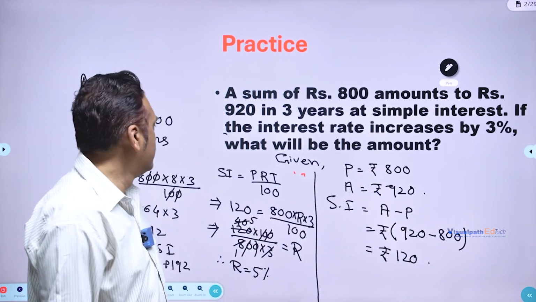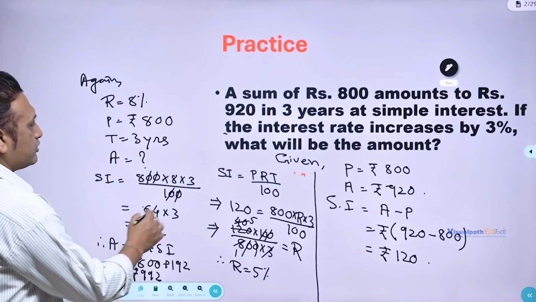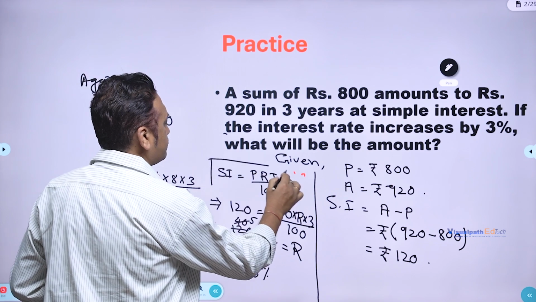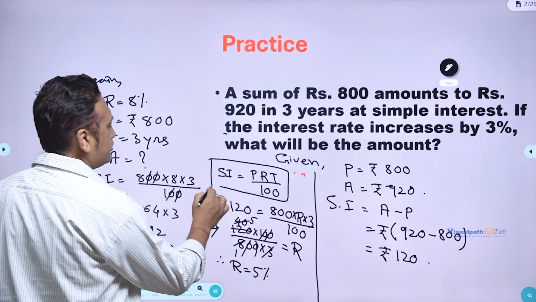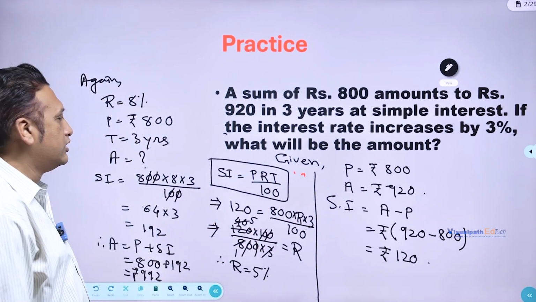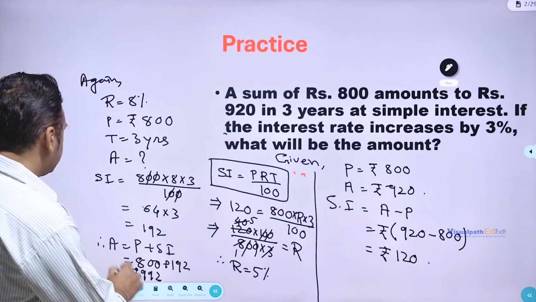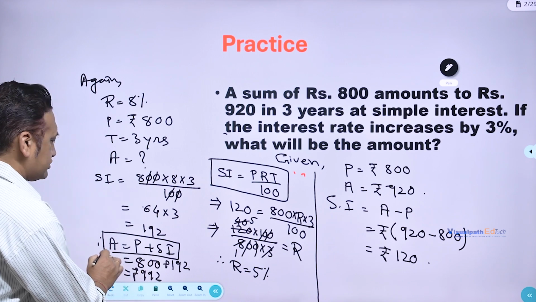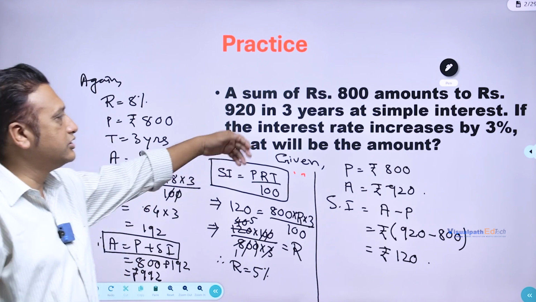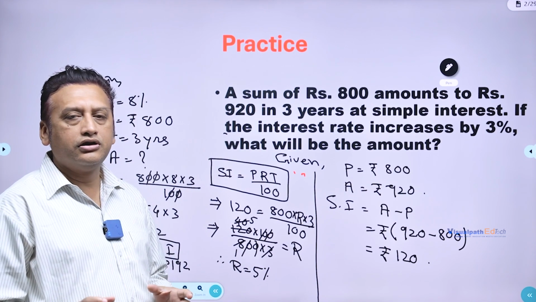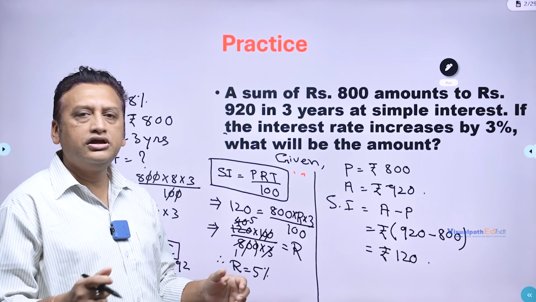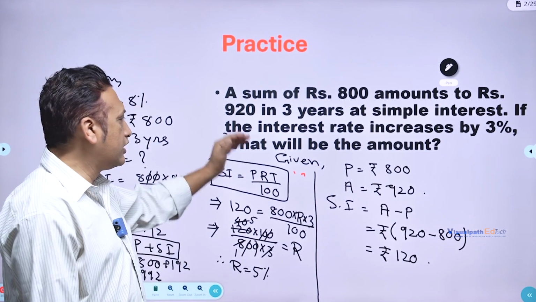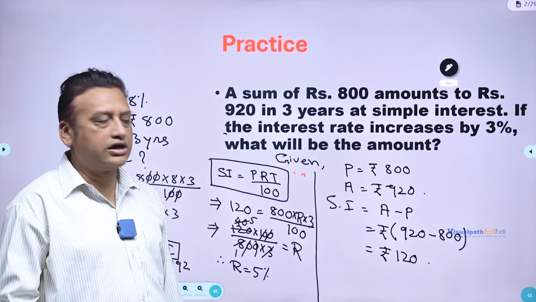So what is important is we need to remember this very formula: simple interest is equal to principal into rate into time divided by 100. And also the other one, which is amount is equal to principal plus simple interest. So these are the two formulas through which you can put the given information, as well as calculate and find out whatever we are asked to find out.